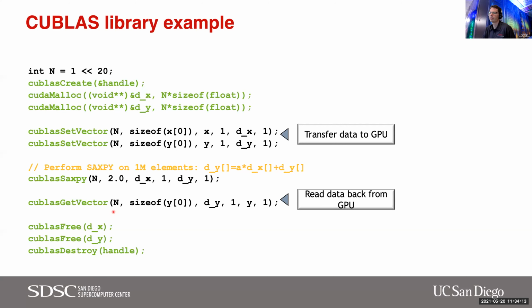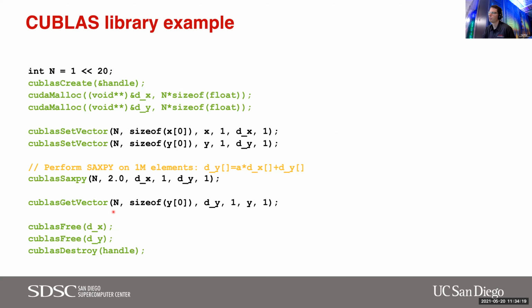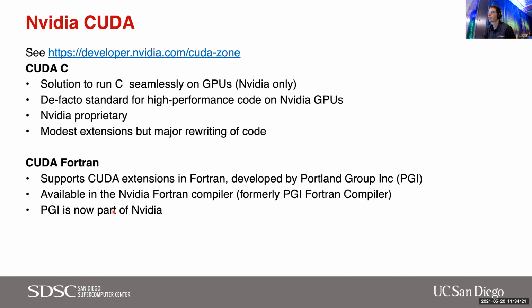So as simple as that, you can get GPU acceleration if you have a compute-intensive part of your code that you want to replace with a library implementation. That's to use libraries. Now, what about writing your own code?